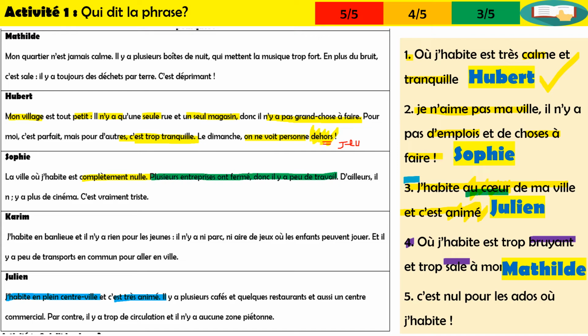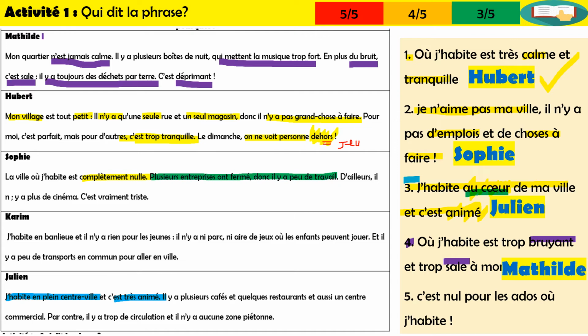So, mon quartier n'est jamais calme. Okay, so it's never peaceful, therefore it's too noisy. Here we go. They put their music on too loud, and furthermore than the noise, it's dirty. There's always litter by the street. It's depressing, a bit like our Mathilde's life. This Mathilde isn't happy as well.